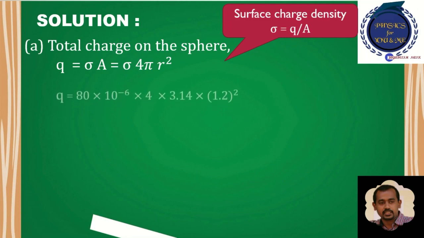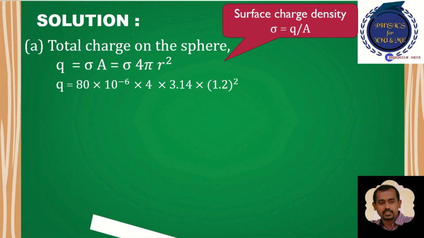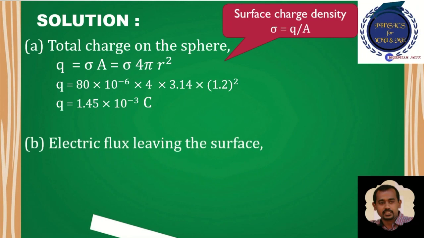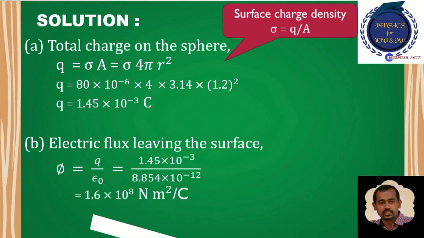Substituting the values of sigma and r, we will get the net charge is equal to 1.45 into 10 raised to minus 3 coulombs. Then the second part, electric flux leaving the surface can be obtained with the help of Gauss theorem. Flux is equal to 1 by epsilon naught times the charge enclosed. Substituting the values, total flux will be equal to 1.6 into 10 raised to 8 Newton meter square per coulomb.